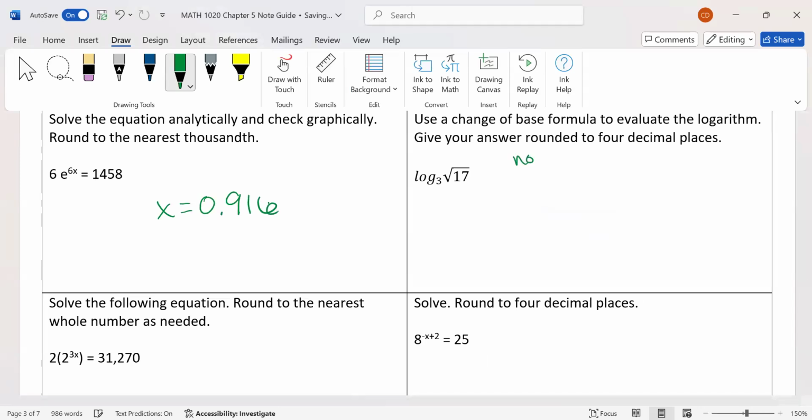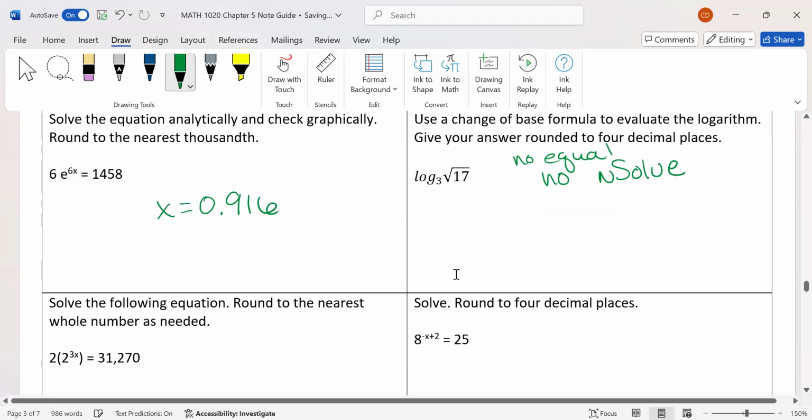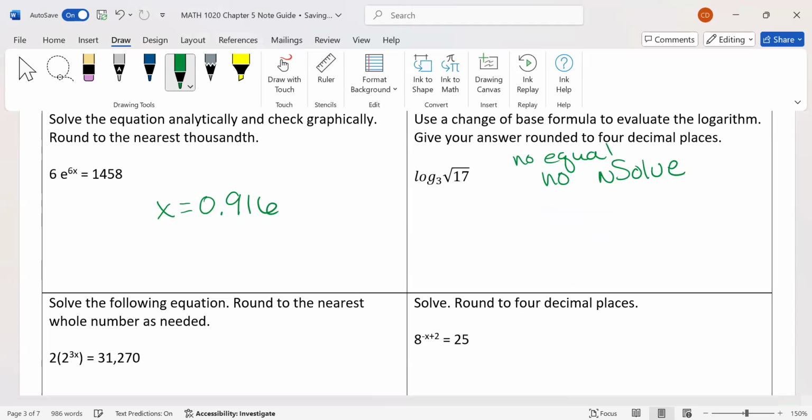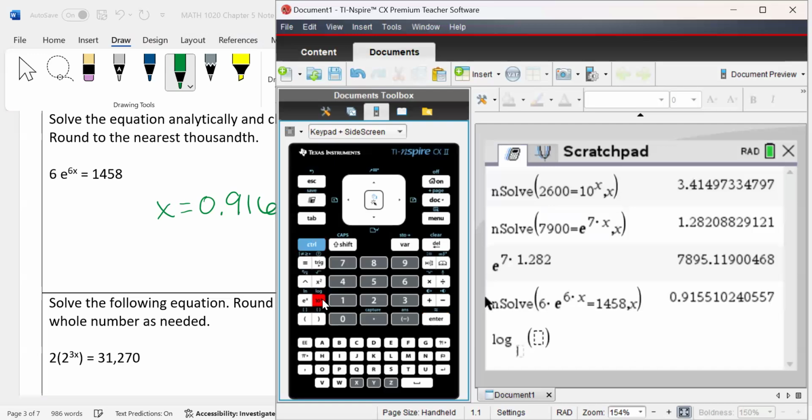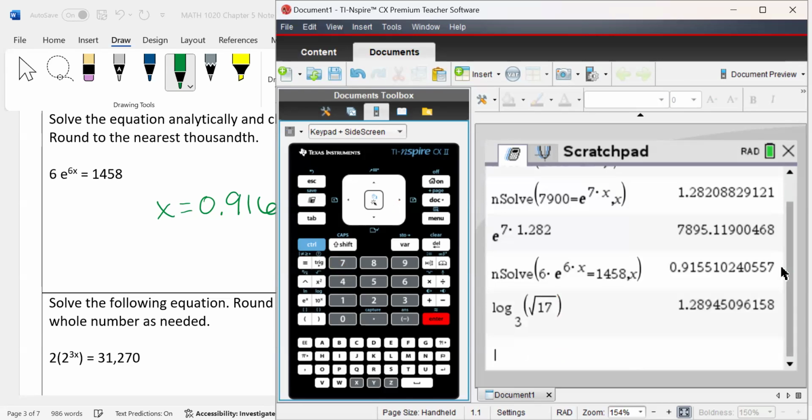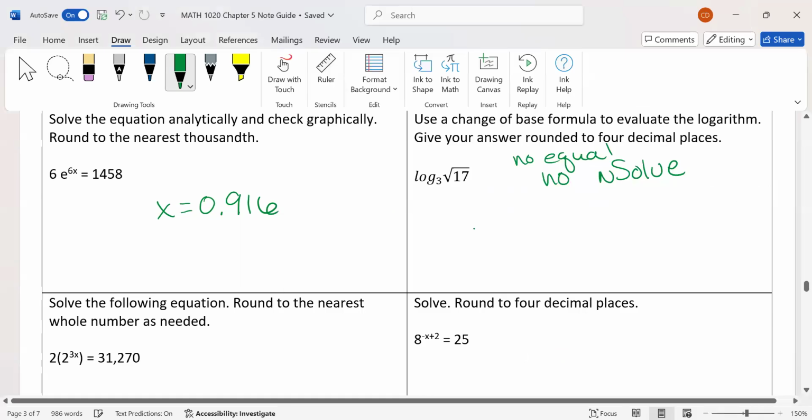Now this one has no equal sign, so you're not going to use numerical solve. You're just going to put it in the calculator to evaluate it. So that's a regular log. We have a base of 3. Then we're going to take log base 3 of control square root of 17. Okay. Be careful how you put that in. You hit enter. 1.289. 4 decimal places.